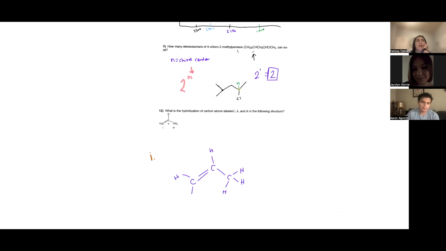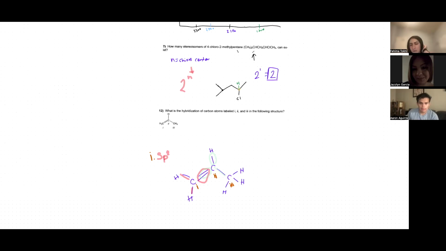Like that. There we go. Okay, and if you look at this, this will be 3. Maybe we can highlight the orbitals. So you have for carbon 1, 1, 2, 3. So that's sp2. For the second one, you have 1, 2, 3 as well. So that's also sp2.